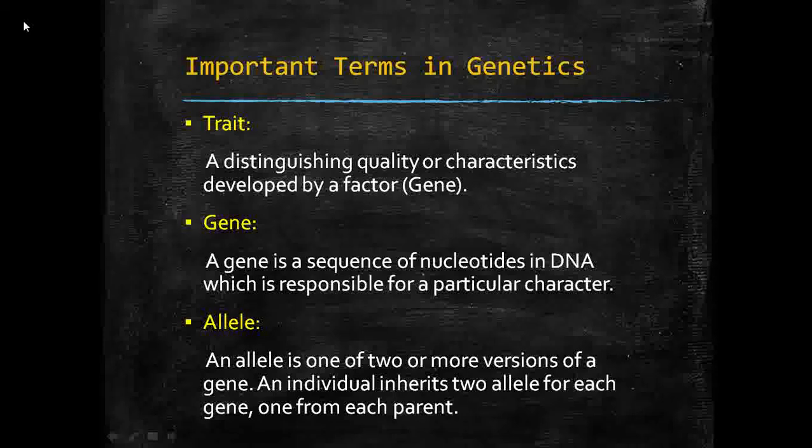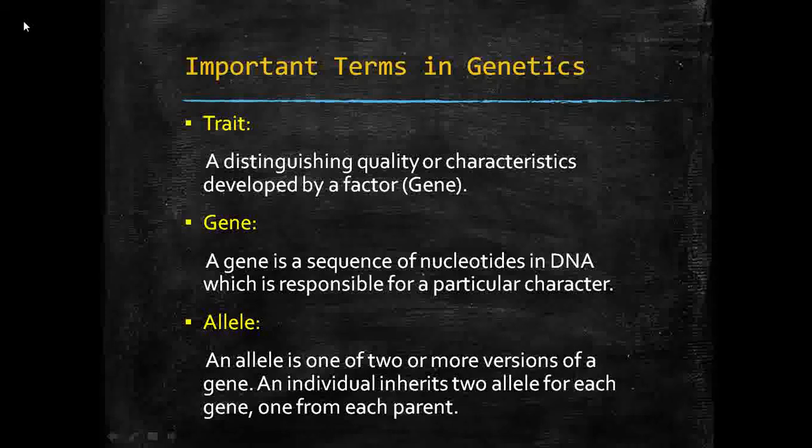The next term is gene. A gene is a sequence of nucleotides in DNA which is responsible for a particular character. So the trait or characteristics which we see are just because of the sequence of nucleotides in DNA. This sequence of nucleotides in DNA is nothing but the gene, and this is the responsible factor for a particular character.